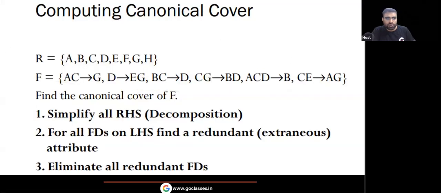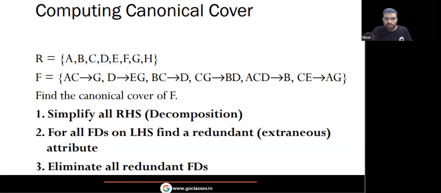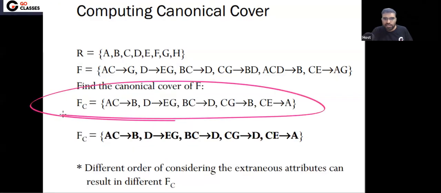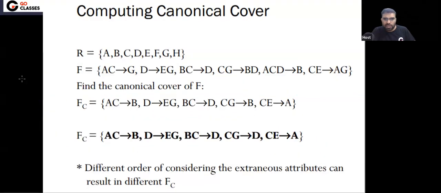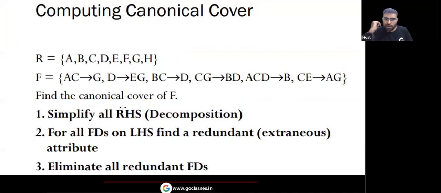This set of FDs is given to you. You need to find the minimal cover, the canonical cover. Just try this. The answer is already given here. Remember, you can get multiple covers, more than one minimal cover. Maybe you can get 3, 4, 5. I don't know.